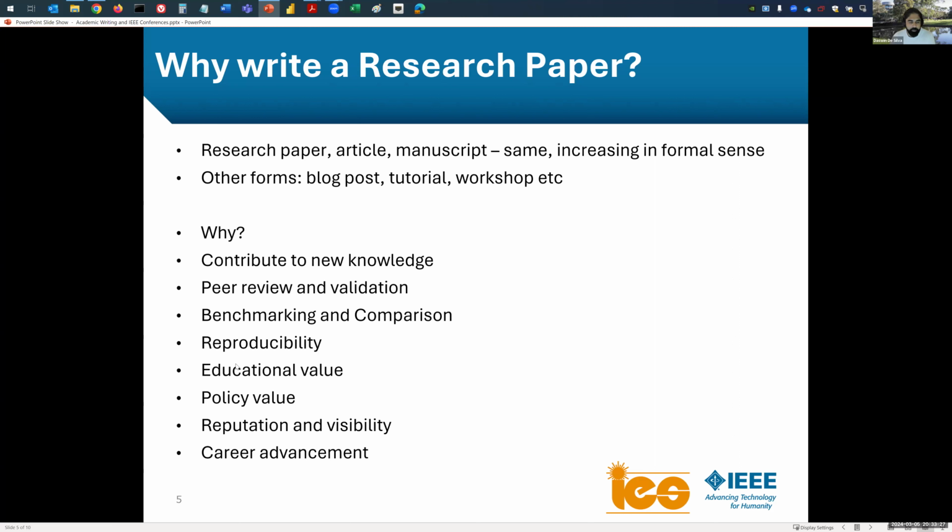So fourth is reproducibility. Research that is not reproducible is just a self-claim.